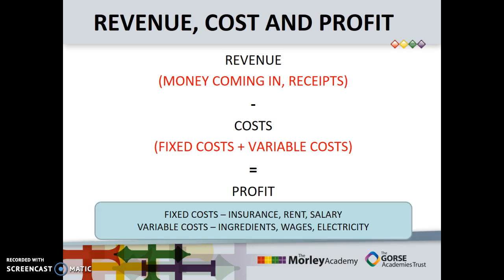Fixed costs could include things such as insurance, rent and salaries, and variable costs could include ingredients, wages and electricity. Quite often I use bakeries, which is why I've got ingredients on there. Raw materials would be another variable cost. But essentially, just looking at that slide there, you need to try and commit as much of that to memory as you can. Fixed and variable costs, when it comes up, is normally worth a few marks.